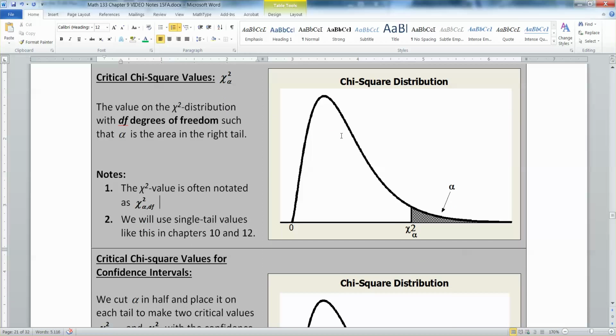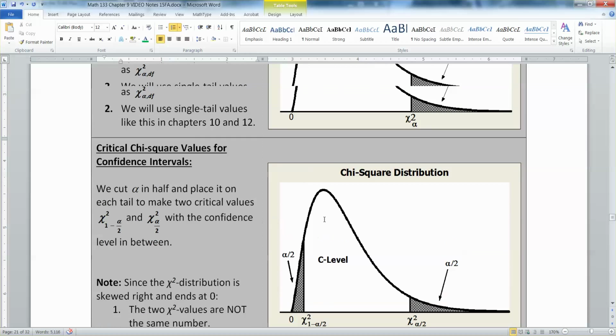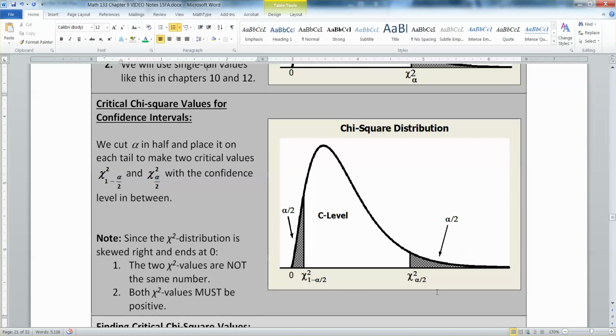Now we're going to use single tail values like you're seeing in this picture in chapters 10 and 12. But in chapter 9, we're going to need confidence interval ones, which actually look more like this. Right? You're splitting up your alpha into two pieces. So you have an alpha over 2 on the right and an alpha over 2 on the left. And believe it or not, those two areas are exactly the same. So if you can imagine if you took this one over here on the right and kind of separated it off and turned it on its head so that it balanced on this bottom line, it would actually look very similar to this other curve. All right, so there's two of them.